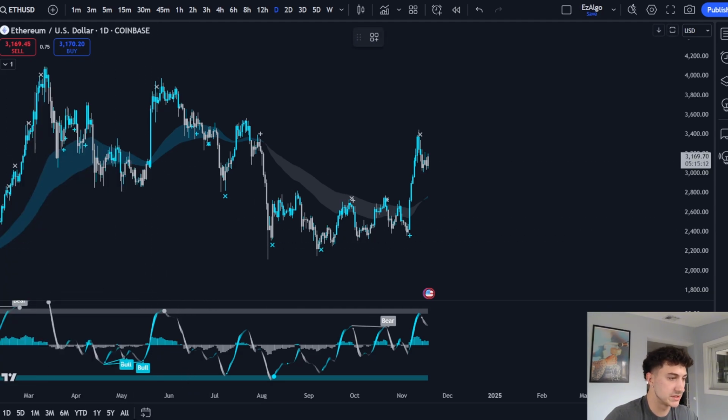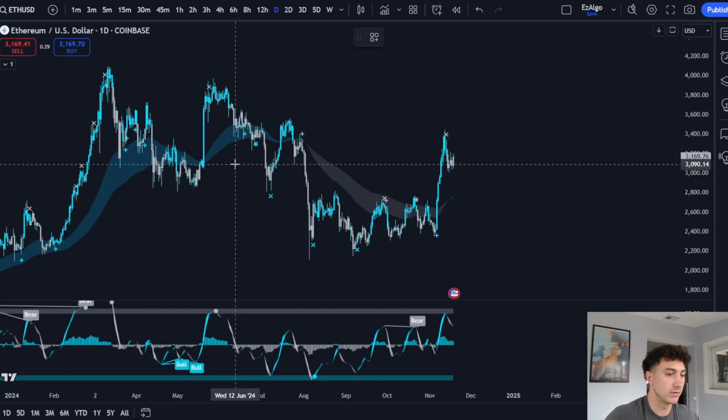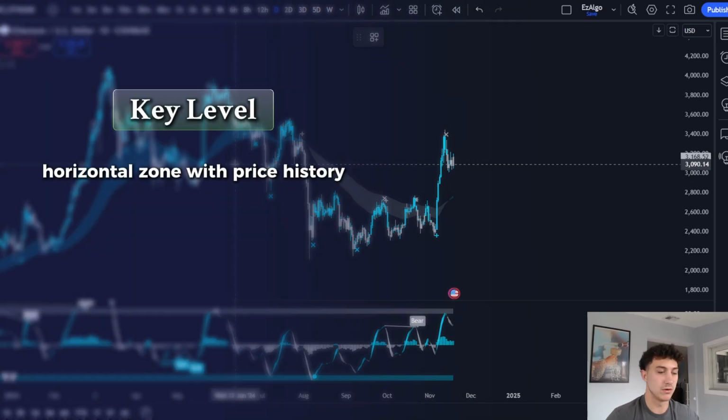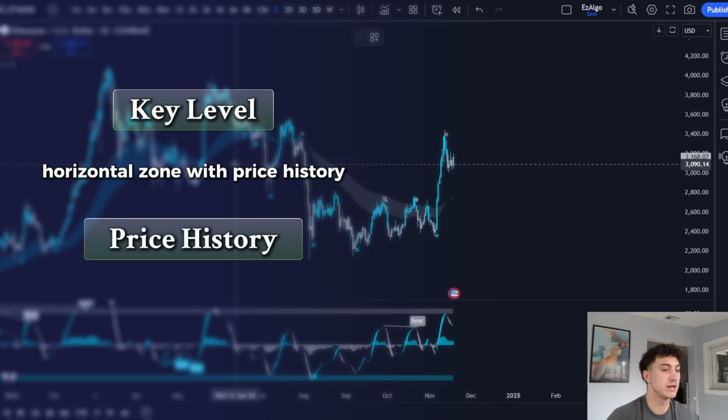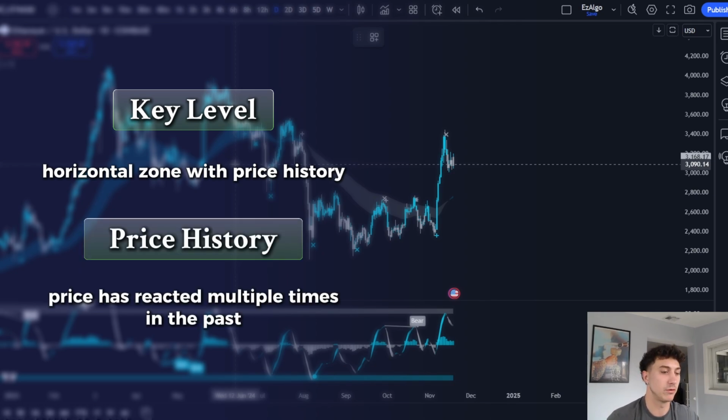So the first thing I'm going to do is get my rectangle tool out, and we are going to draw our key levels. Now, a key level is a level with price history. It is a horizontal level or zone with price history. Price history meaning price has reacted to this level multiple times in the past, okay? This is a historical level. There is historically a lot of volume, a lot of reactions from this level.